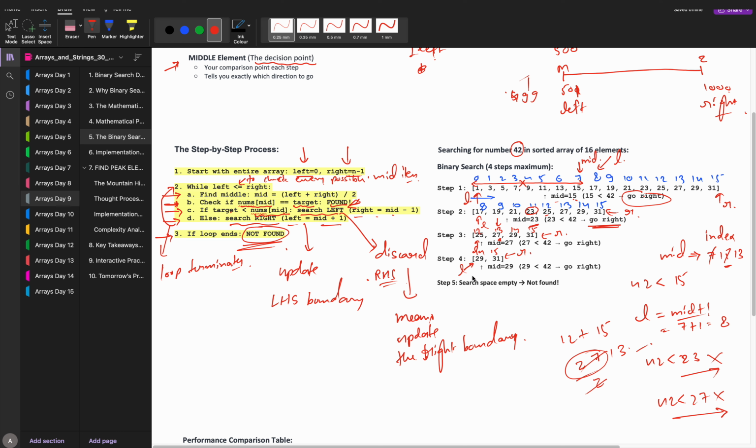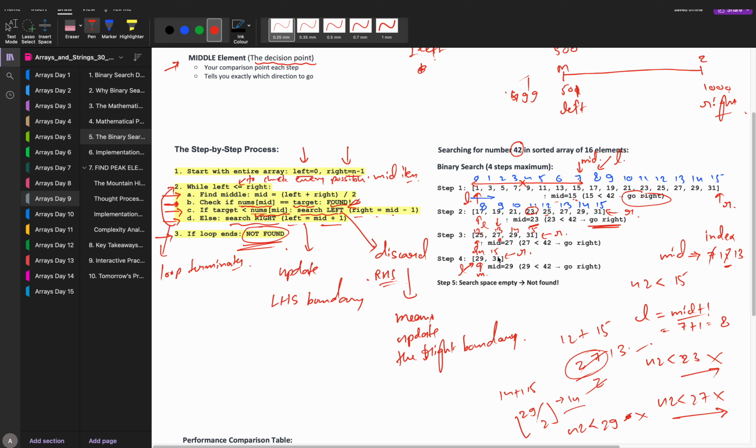Now what will I do? I will again try to find the mid. What is 14 plus 15? 29 divided by 2. Take the base, floor means. So it will become what? 14. So now my mid is at 14th index, which is 29. Is 42 less than 29? No. I need to still move to right, है ना? Right गया मैं फिर से, मैं right गया.